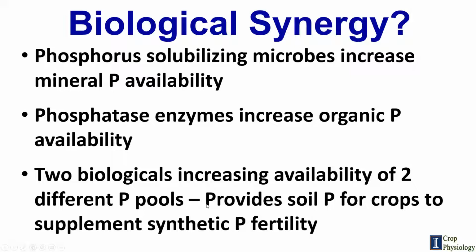I think of the example I used earlier, right? If you're putting out 60 pounds of P2O5 and you want to reduce to 50, well, maybe if you do both of these, 2 different pools of phosphorus, maybe we can reduce that to 45, which would be a 25% reduction. Now, if you can come out and say, I was able to reduce my phosphorus input by 25% but maintain yields, now we're getting somewhere in the potential of a biological or pairing of biologicals to be beneficial to the farm.